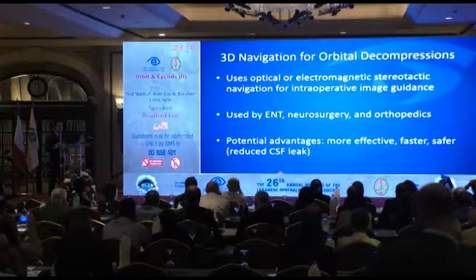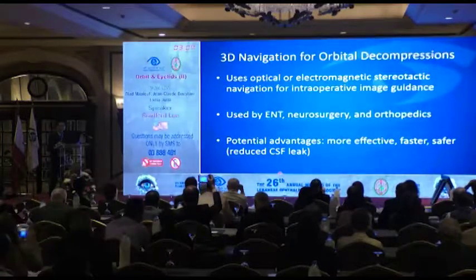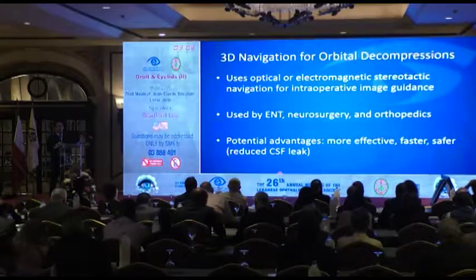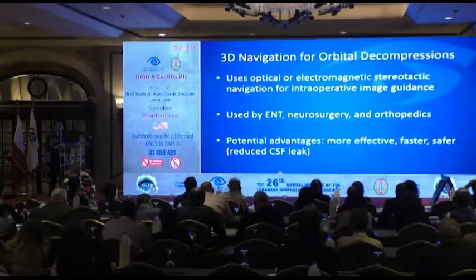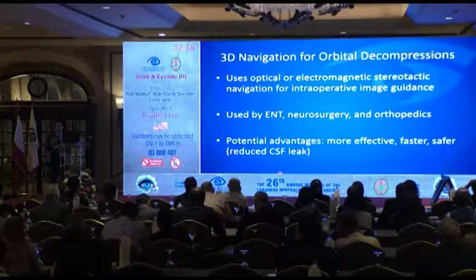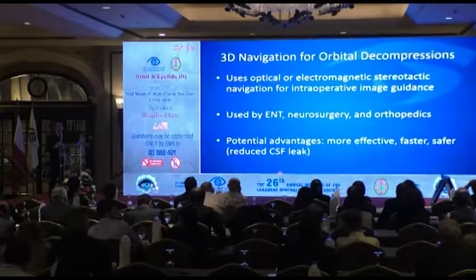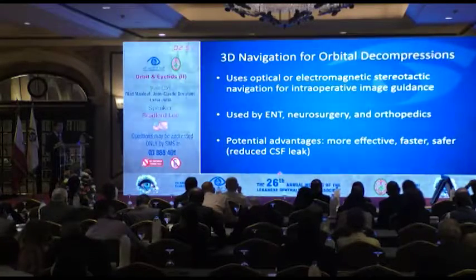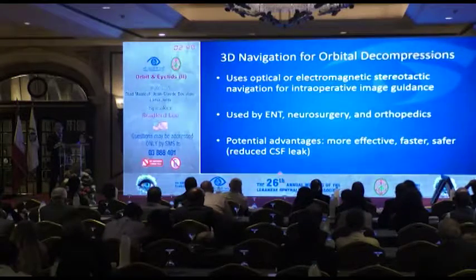And then one thing that I think we're going to see a lot and hear a lot more about in the future is what's called 3D navigation for the surgery. So obviously it's a challenging surgery. It's one that requires proper training because you can have CSF leaks and meningitis, and it can be a high-risk surgery. And so there's different systems now on the market, either using optical or electromagnetic stereotactic navigation.